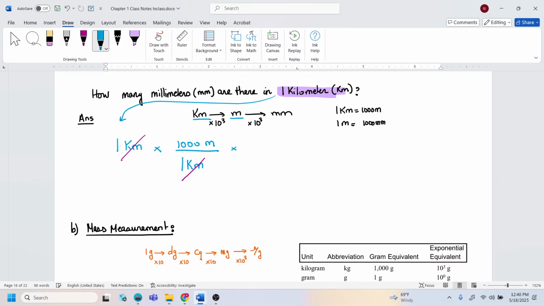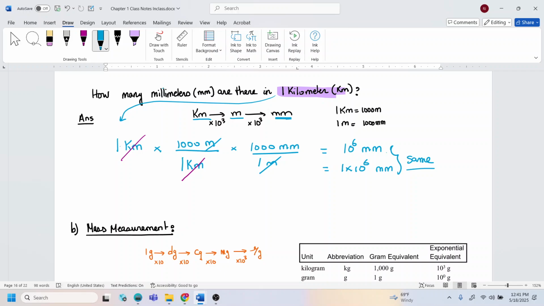Then I want to change the meter into a millimeter now. So I want the millimeter to be in the numerator because this is the final unit that I need. And then I need to cancel the meter. So this is going to be the meter as well. So your answer over there is going to be 10 to the 6 millimeter. This is not in scientific notation. So that is going to be 1 times 10 to the 6. And that is going to be in millimeter. Those two are the same.